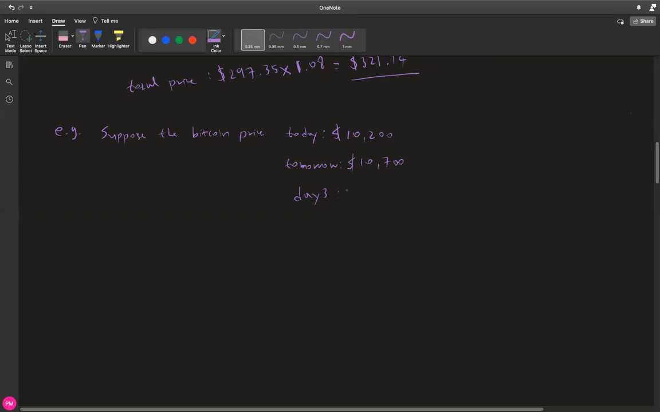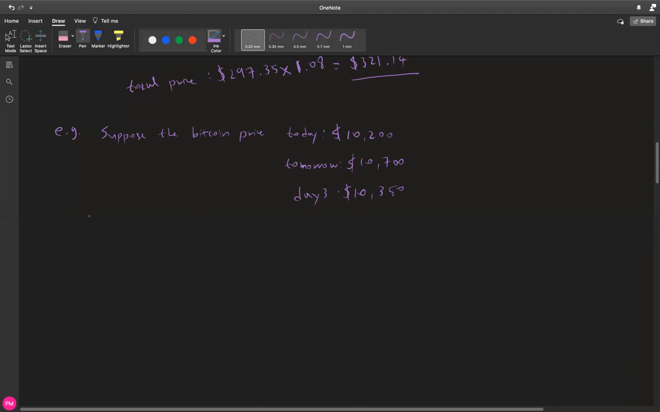Let's say it went to $10,350. So it's not a big difference, but this is just for the sake of the problem. So on day 1, or today, it was $10,200. Tomorrow it was $10,700, and on the third day it was $10,350. So let's do some very small calculations between each of these numbers.